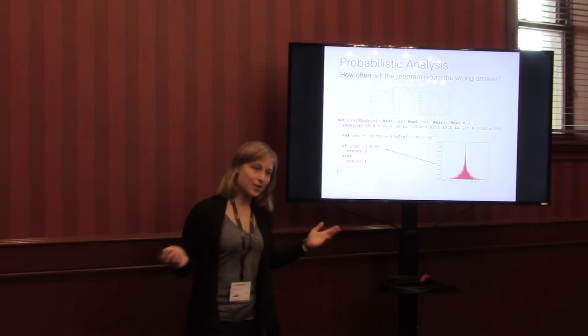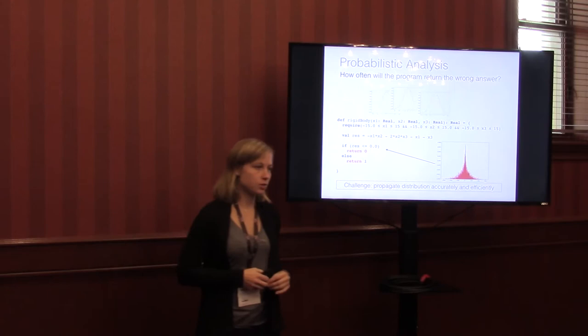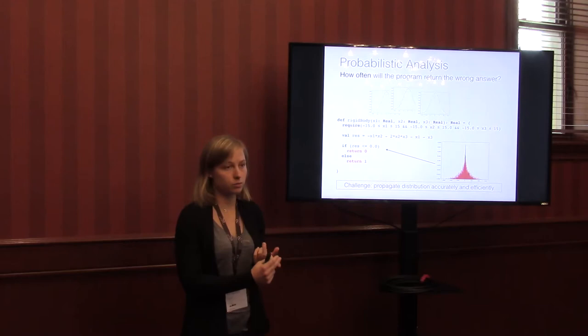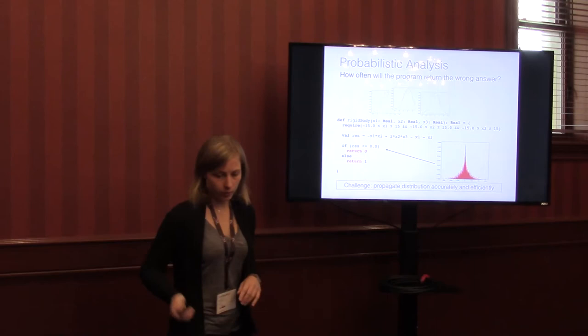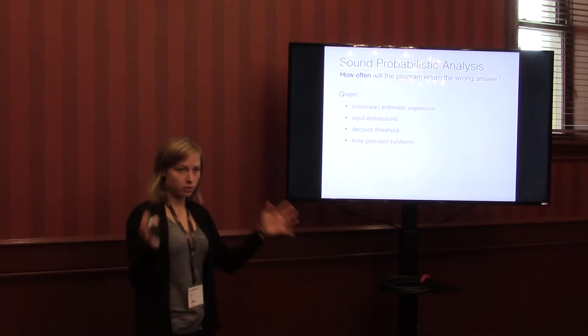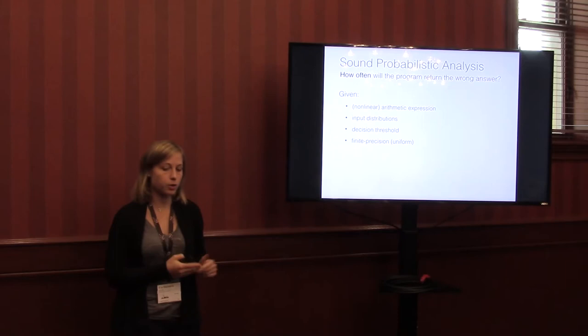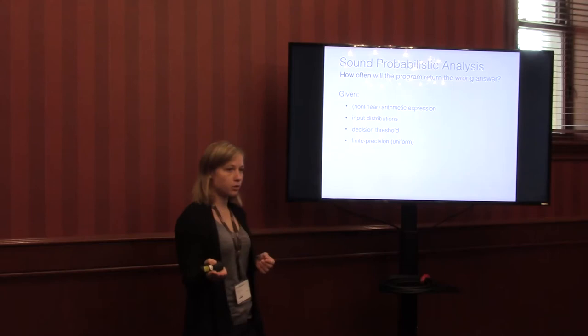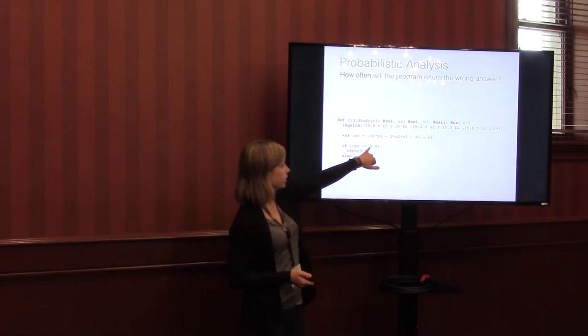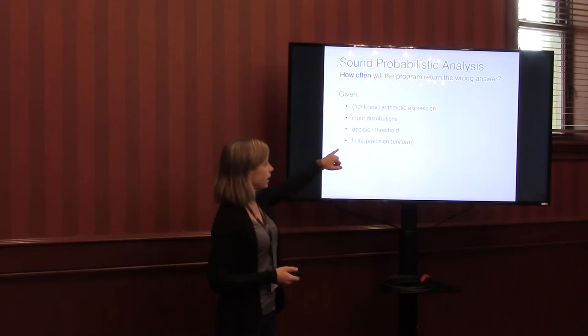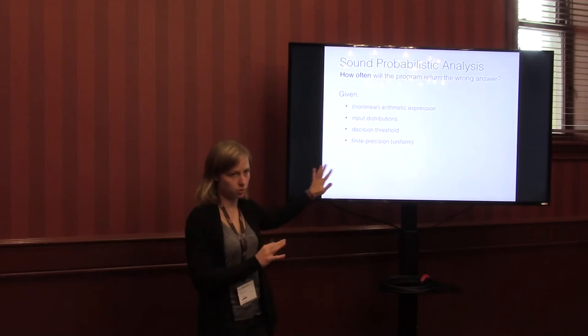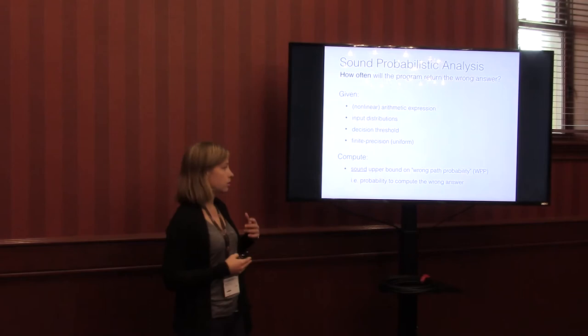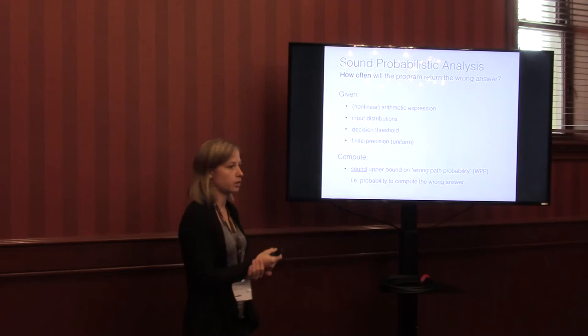But the challenge here is that we need to propagate these distributions, and we need to do that accurately and efficiently. If you don't do it accurately, then we may completely over-approximate the probabilities, and it shouldn't take forever, obviously. So in this setting, I'm simplifying this problem a little bit. We assume that we are given a possibly non-linear arithmetic expression, an input distribution for the inputs. You can also specify whether they're dependent or independent of each other. The decision threshold, so in our example that would be the zero here. And a uniform finite precision that you're assuming for the implementation. So in this case, we just assume uniform, not mixed precision. And the goal is to compute a sound upper bound on the wrong path probability, so the probability of making the wrong decision.